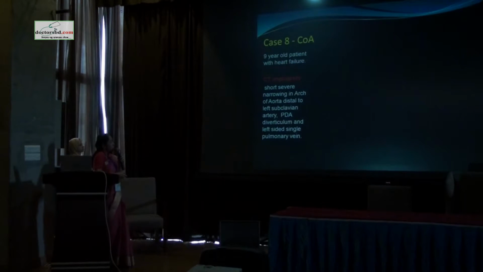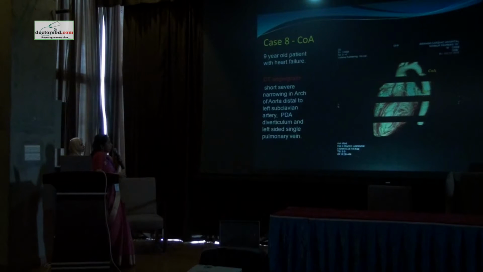This is a case of coarctation of aorta. This 9-year-old patient came with heart failure, and CT angiogram was done again. You see these 3D images. This is the LV area, and this is the aorta. Very clear. These are coronary arteries, and these are the branches of the arch of the aorta. There is a severe narrowing just distal to the left subclavian artery.